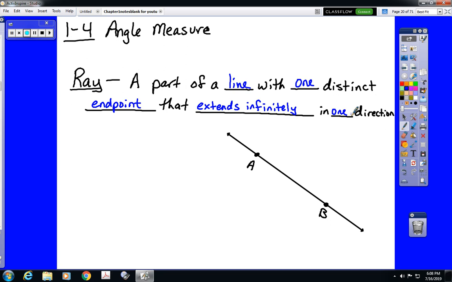Okay, now when we name a ray, let's say we were going to name the ray AB. That would be the ray that starts at A and goes through B infinitely in that direction. Okay, that would be ray AB. So when we want to name a ray, we have to start with the endpoint first in the name.